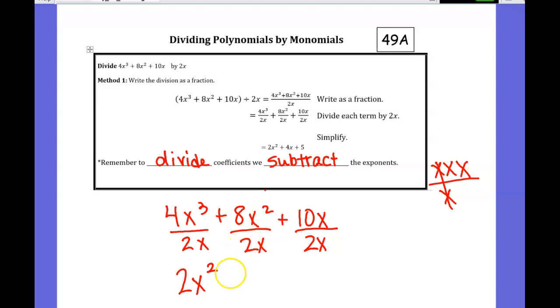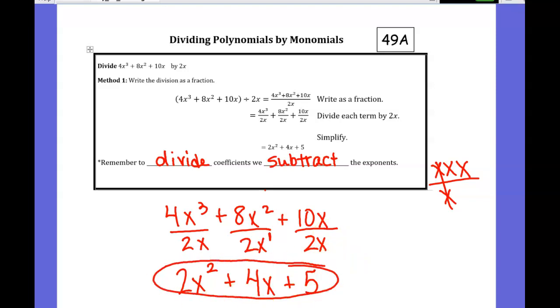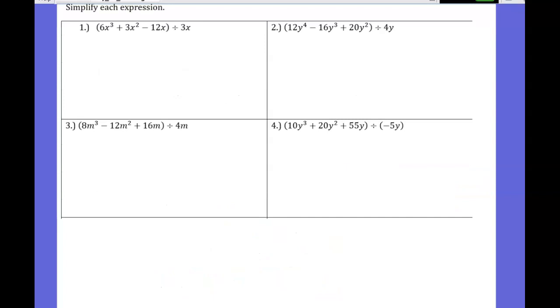8 divided by 2 is 4, and x would be to the first power, because there's really a little 1 there. Remember that, we just don't show it. Then the last term, 10x divided by 2x, would be 5 for the coefficient. Now x divided by x would just be 1, and 5 times 1 is just 5. So there's our answer. I'm going to do a number of examples. At any point you can pause the video, try it yourself, and then check it.